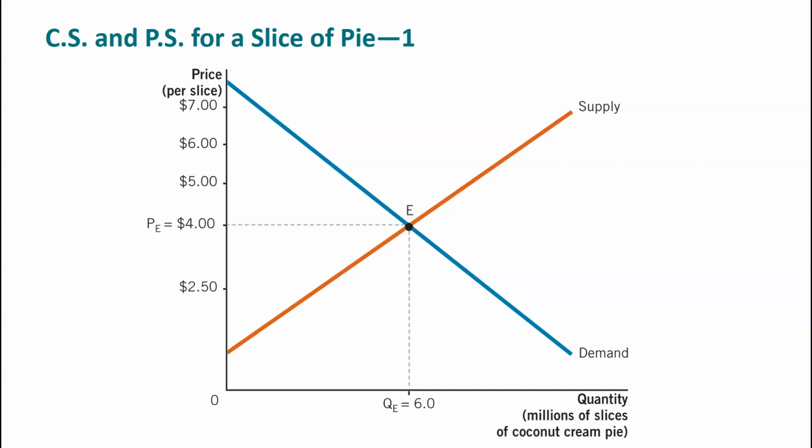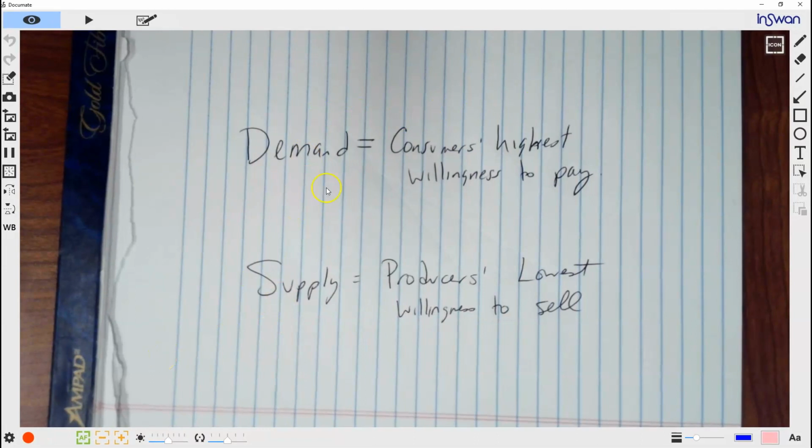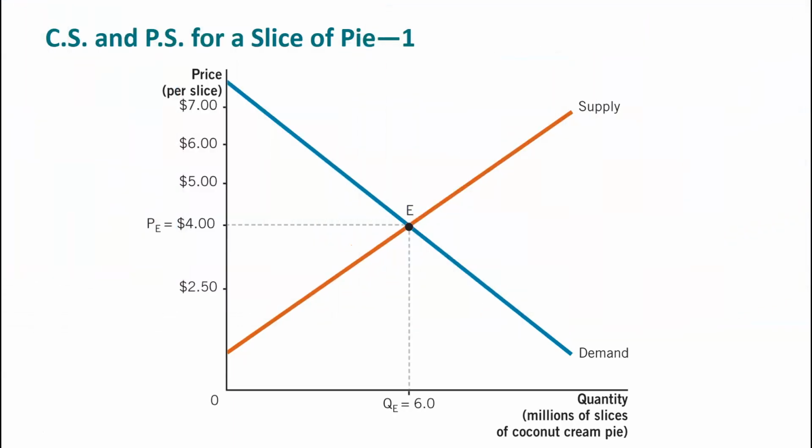So remember that consumer surplus is the difference between consumers' highest willingness to pay and the price they actually have to pay, right? So the price that's actually paid in this market is the market price, $4. So that's one boundary. What is the consumer's highest willingness to pay? Remember, in the previous video, we defined demand and supply in this way. Demand is the consumer's highest willingness to pay. Supply is the producer's lowest willingness to sell. Given those definitions, it becomes clear that the consumer's highest willingness to pay is the demand curve. And so, this triangle represents consumer surplus.